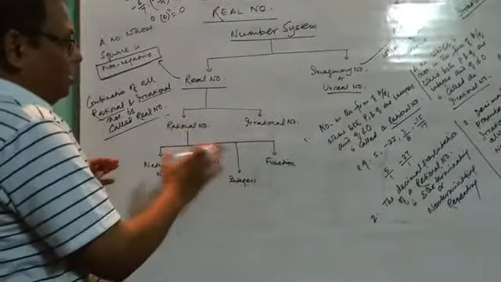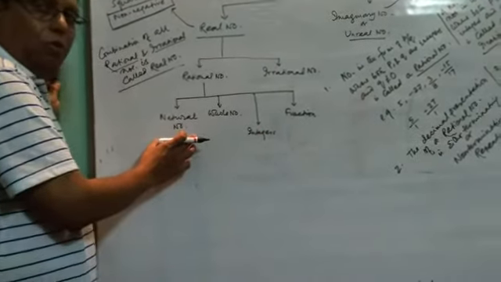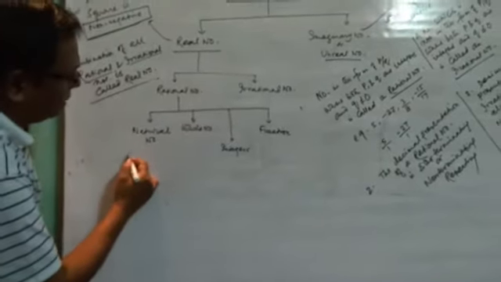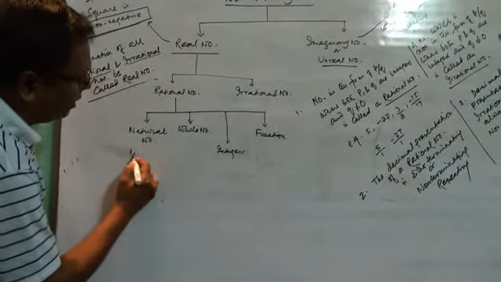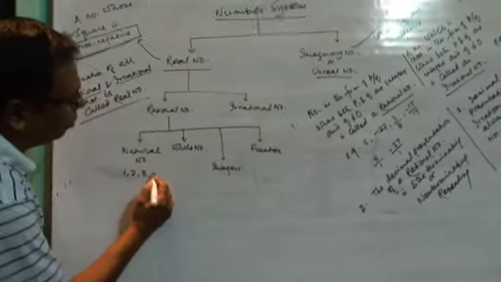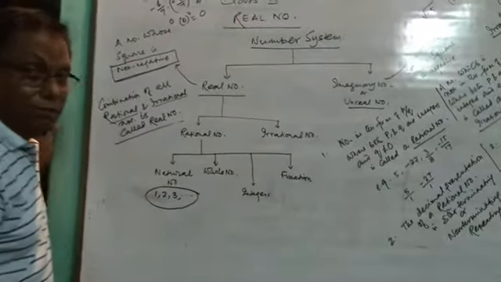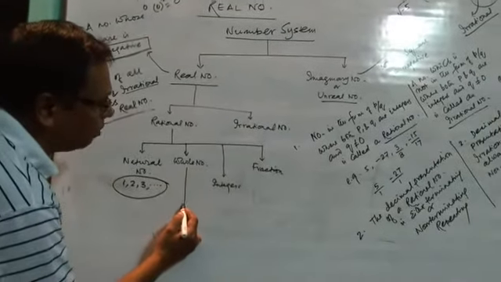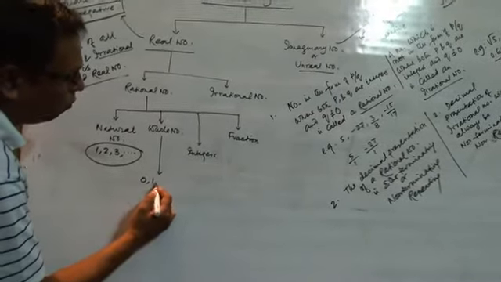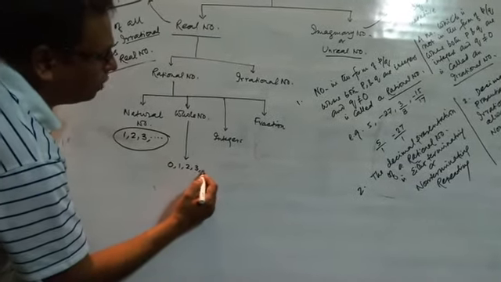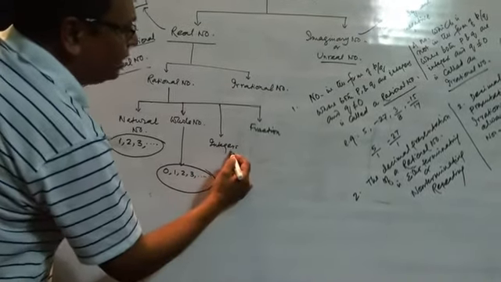Now, rational numbers are of 4 types. Natural numbers: all counting numbers are called natural numbers, starting from 1, 2, 3, dot dot dot. All these are the natural numbers or counting numbers. Whole numbers are all the natural numbers including 0: 0, 1, 2, 3, dot dot dot. These are the set of whole numbers.